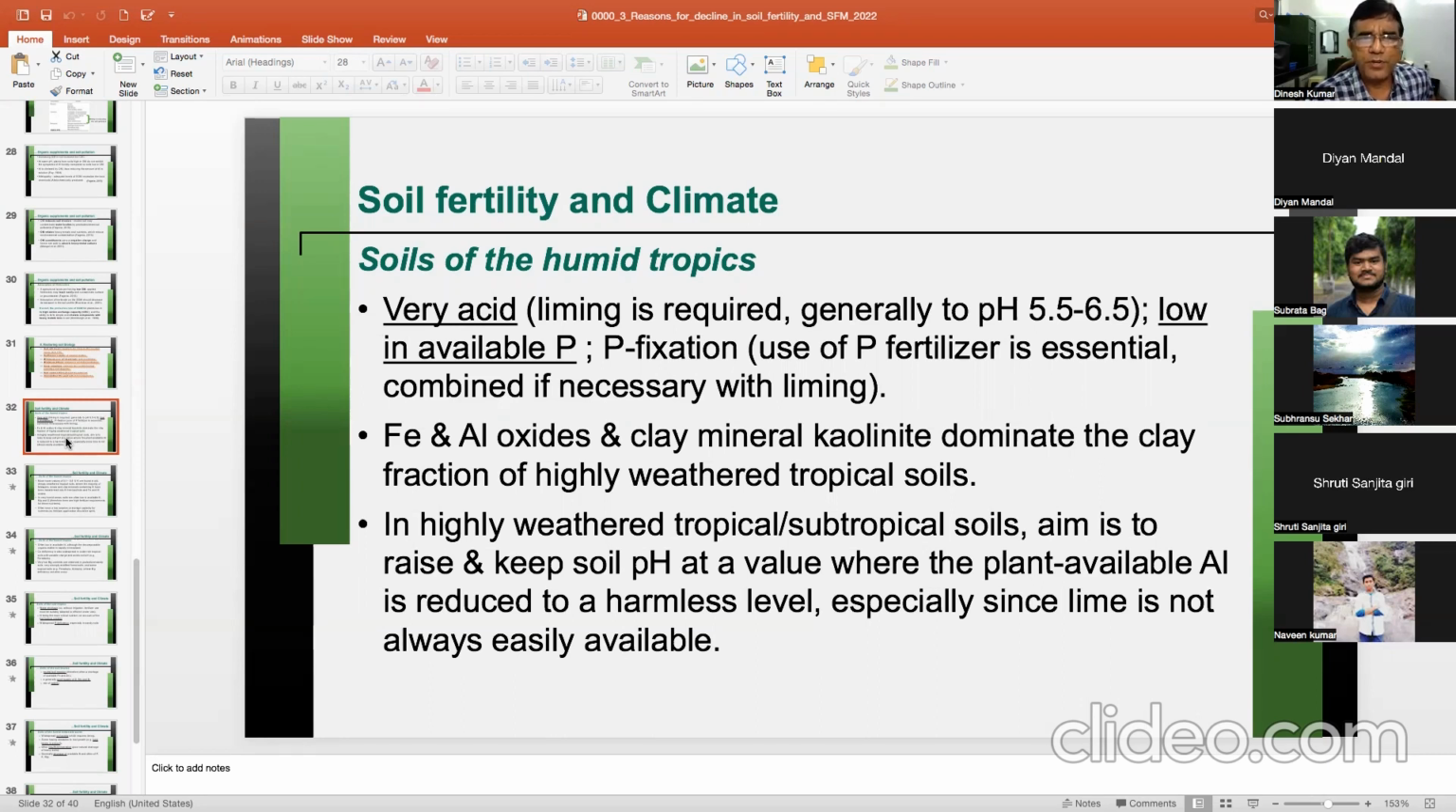So, soils of humid tropics. What are the tropical and subtropical areas in India? They are mostly in the northwest plains: your Punjab, Haryana, parts of UP and Delhi. These are subtropical areas. Bihar, subtropical areas. So you can check it. It's a very rough line I'm drawing.